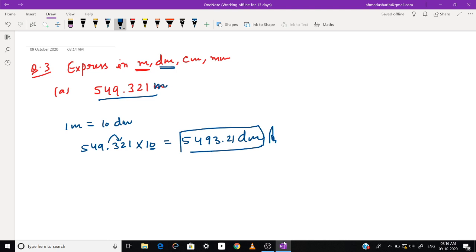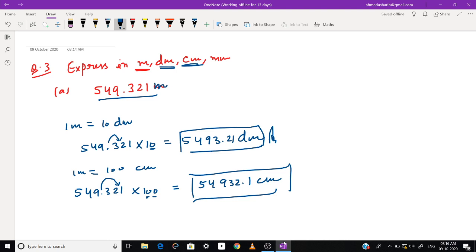Now again you have to convert into centimeter also. So you'll write 1 meter is equal to 100 centimeter. So this time you will multiply 549.321, sorry, 549.321 by 100. Now we are having 2 zeros here, so this decimal will shift 2 digits right hand side, and the answer will be 54932.1 centimeter.